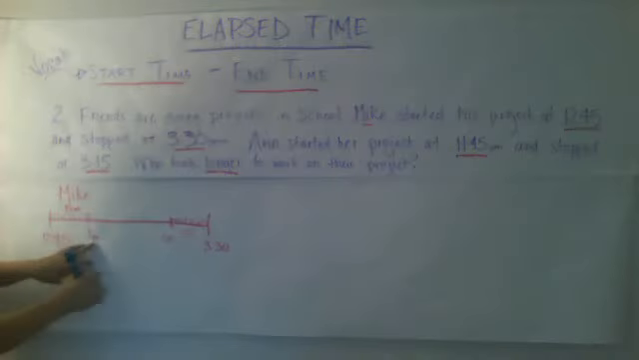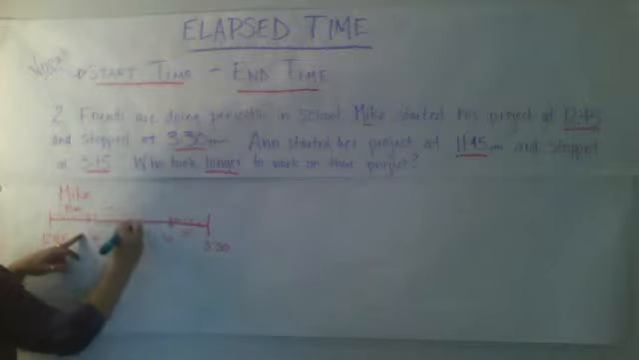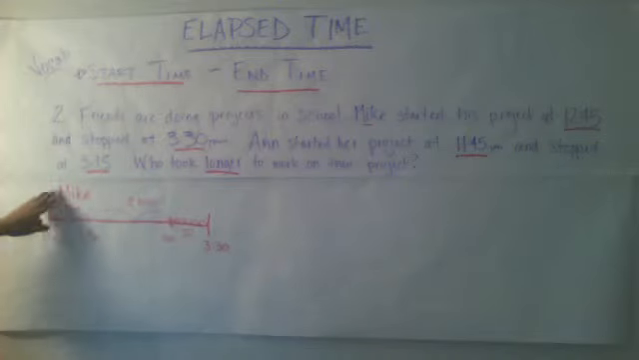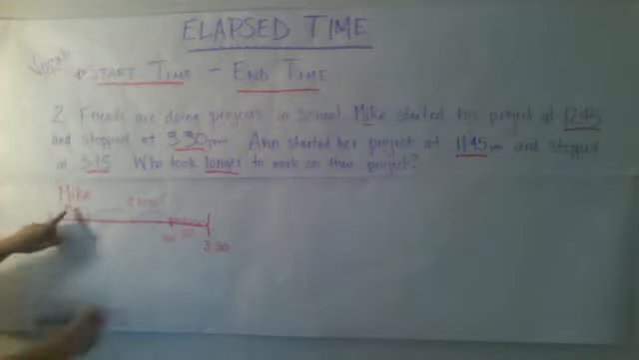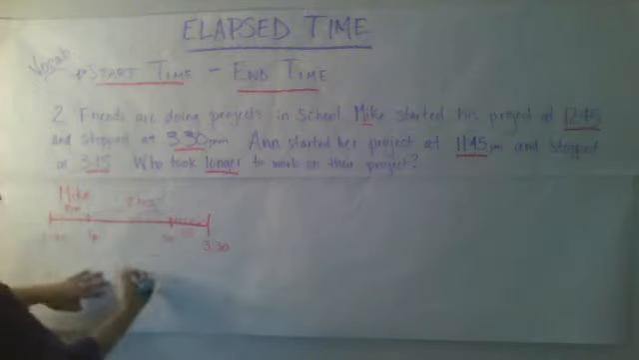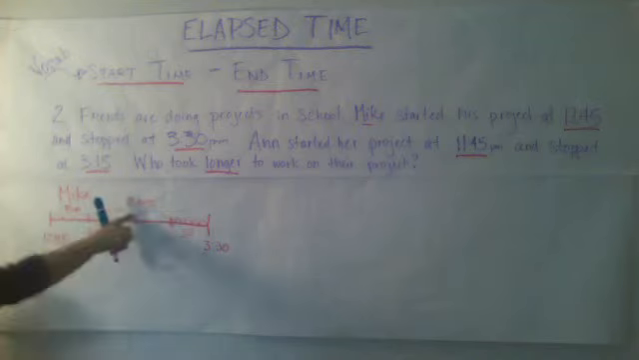So now we just need to figure out the hours between 1 and 3. So 1, 2, 3. So it's 2 hours. How much time did Mike spend working on his project? The minutes, we'll combine those. 15 and 30 is 45 minutes. And how many hours? 2 hours.